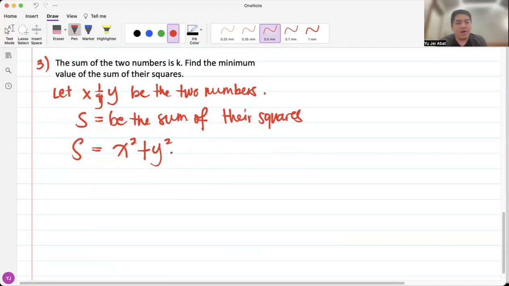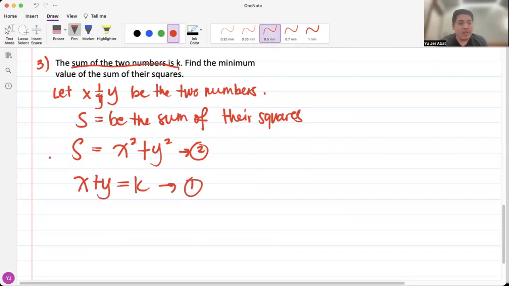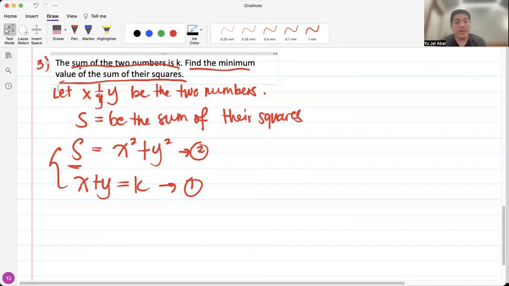That is actually our second equation. The very first equation that we can derive is that the sum of the two numbers is k. So we have x plus y equals k. This is our first equation. And we derive the second equation, the sum of their squares, from the second sentence. So we now have two equations: x plus y equals k and s equals x squared plus y squared.